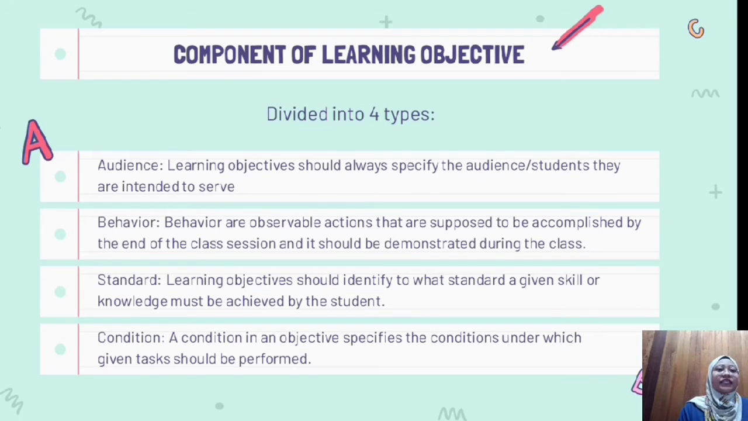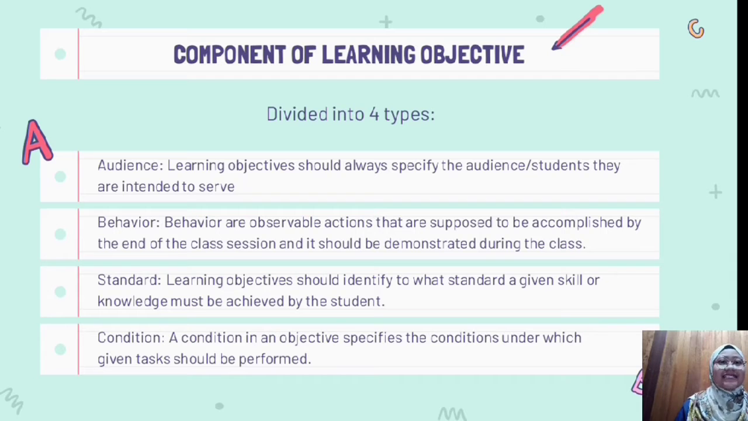So a learning objective has 4 types, which are the audience, behavior, standards, and condition. First, audience. A learning objective should always specify the audience or students it is intended to serve. Behavior. Behaviors are observable actions that are supposed to be accomplished by the end of the class session, and they should be demonstrated during the class. And standards. A learning objective should identify to what standard a given skill or knowledge must be achieved by the student. So it has the standard.